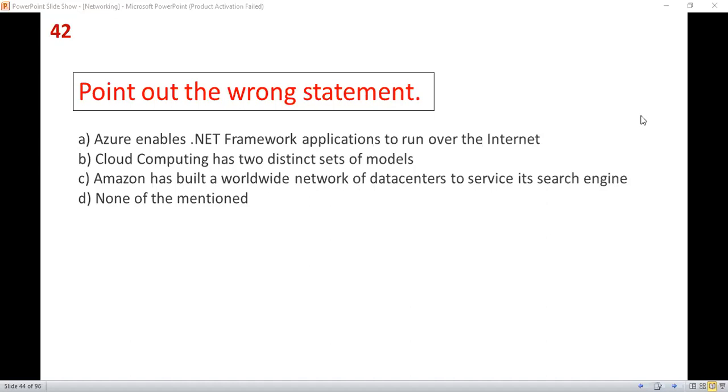What are you asking, like cloud computing has a... can you elaborate your question?